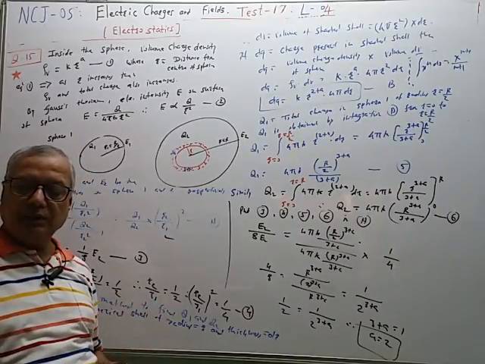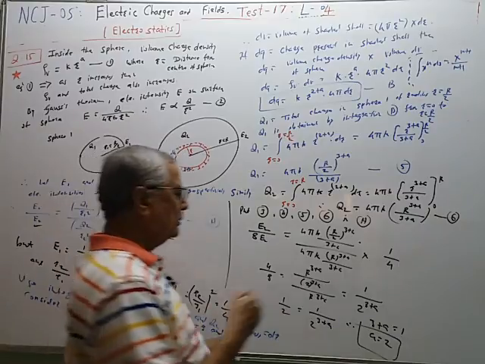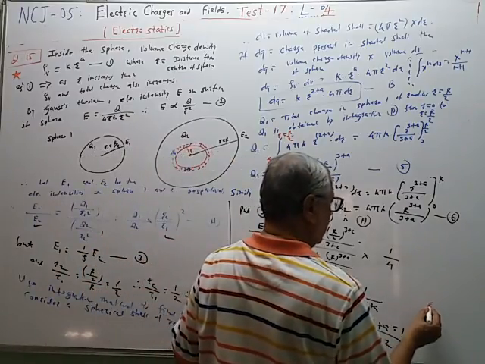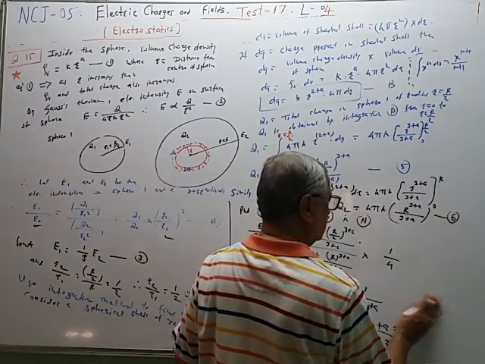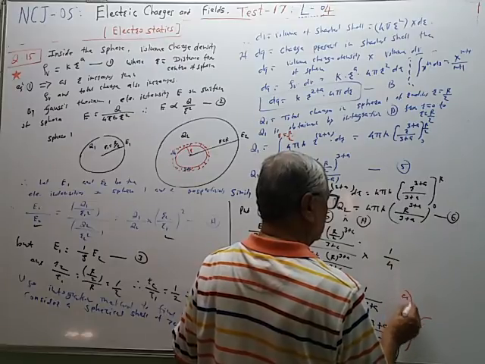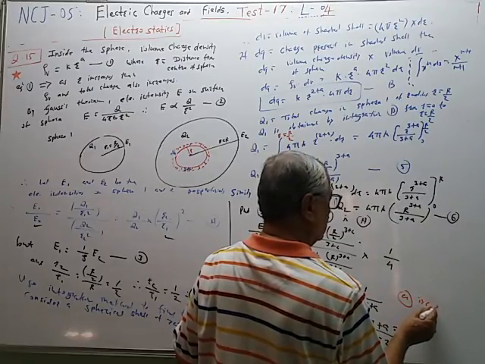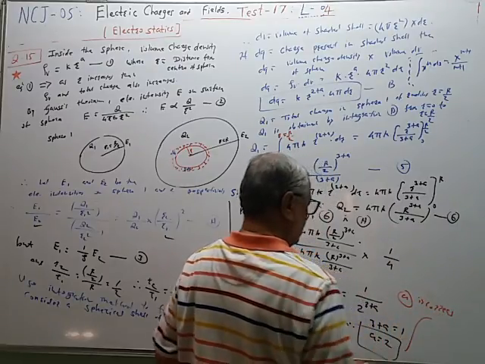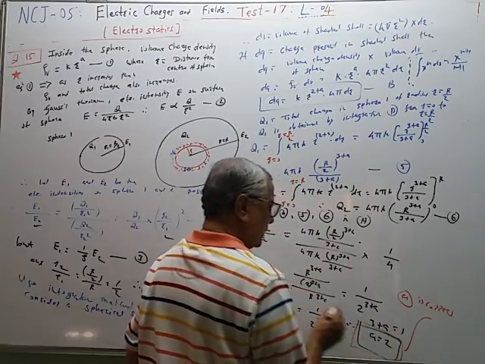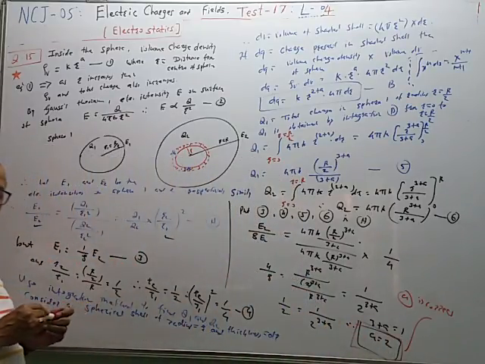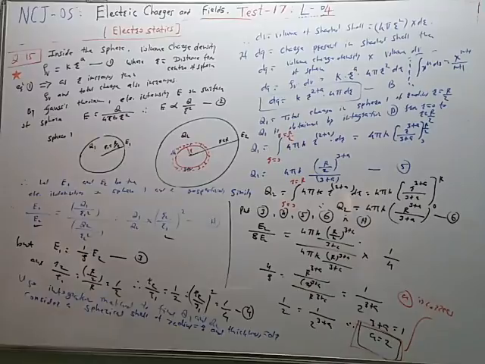This is a lengthy problem. A is correct. So remember the procedure. This E is proportional to Q upon R square.